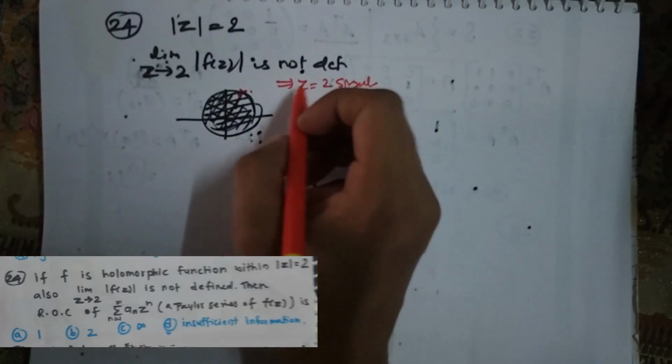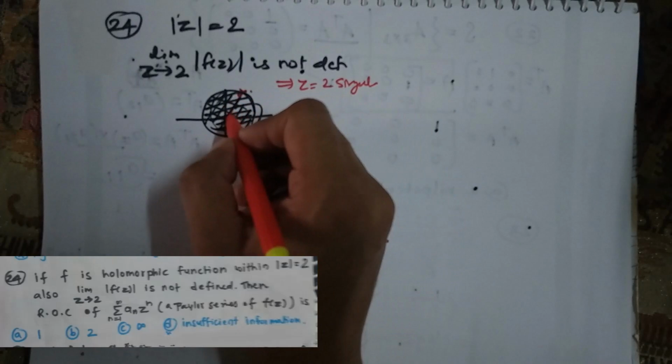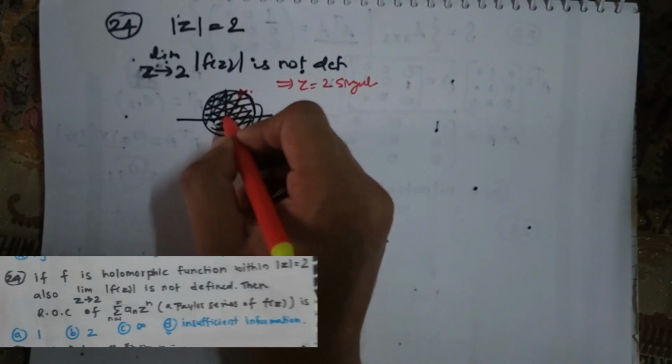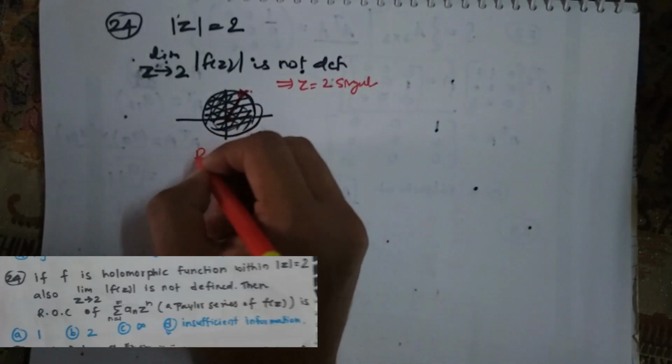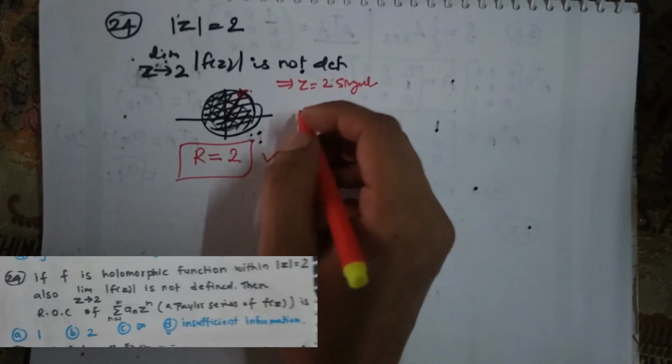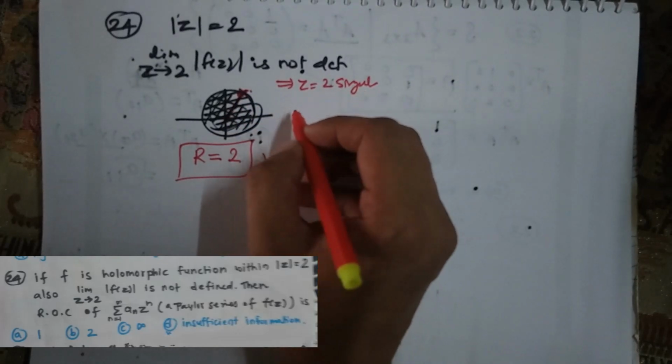And what is the radius of convergence? The radius of convergence is nothing but the distance between the singular point and the origin. In this case, the radius of convergence will be 2. So which option will be correct? Option B will be correct.